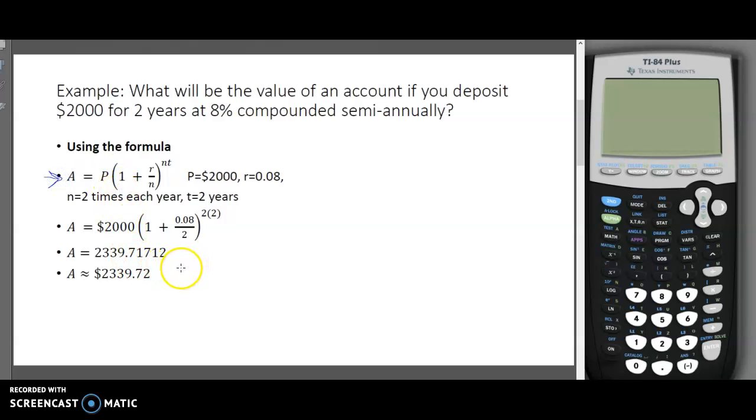and done the calculation carefully with my calculator, being sure that I use parentheses around this part and also parentheses around the multiplication that's in my exponent if I don't do that in my head. If I can do it in my head, then I just raise it to the 4th power. And we get this as a result, which we round to pennies, which is $2,339.72. Now, I'm going to show you the words that go along with this, and then I'm going to show you on the calculator.